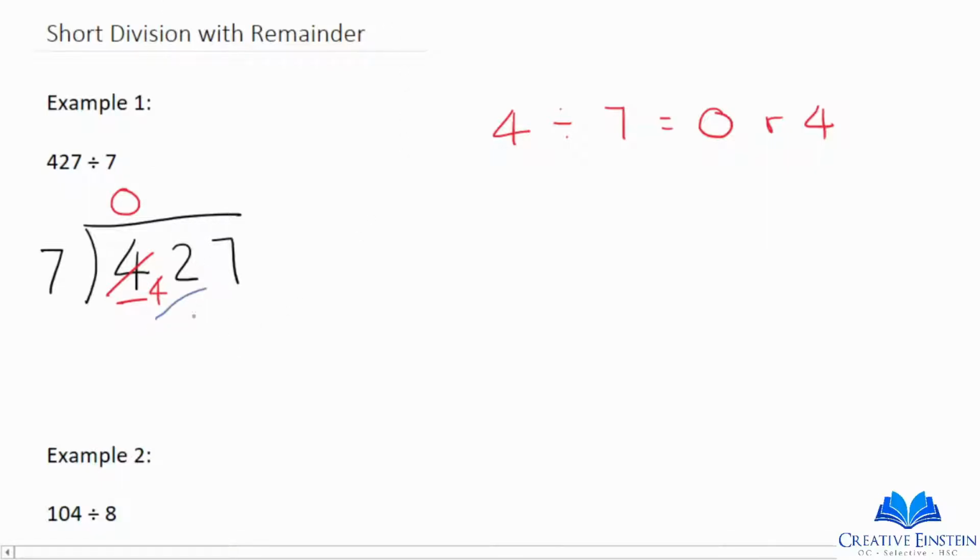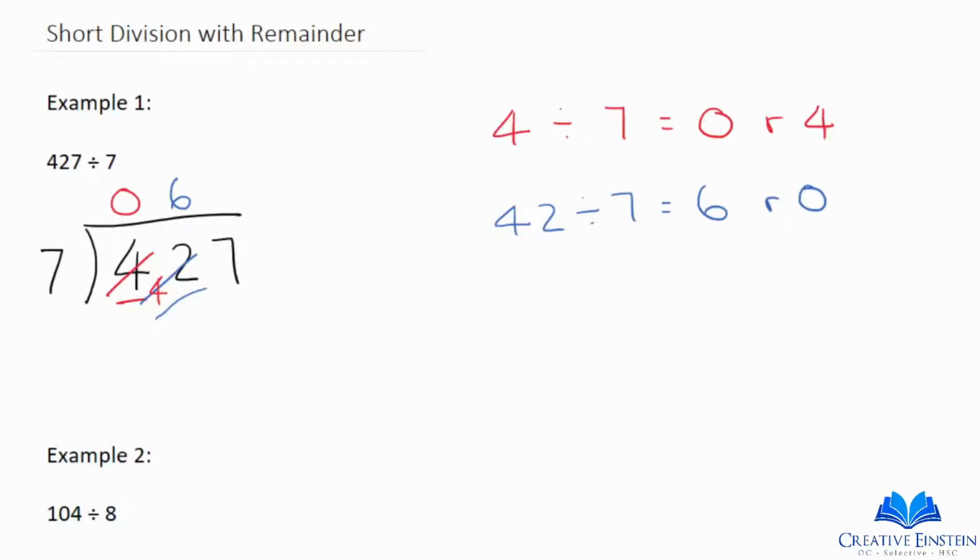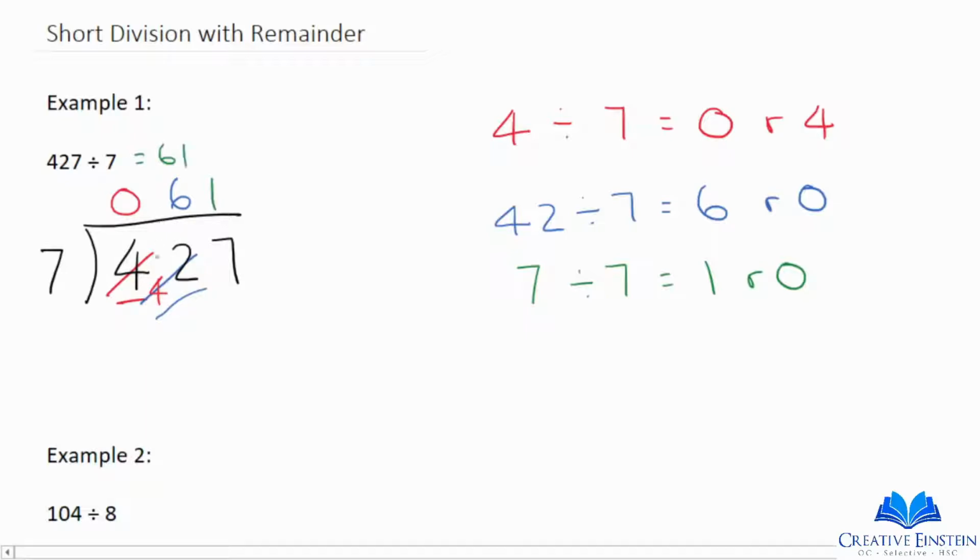So, like I said, the next number we're working on is 42. So 42 divided by 7 equals 6, remainder 0. So I write 6 on top of the 2, and now that I've used the 4 and the 2, I'm going to cross it off, just to remind myself not to use it again. There is no remainder, so I don't need to write anything in front of the 7. The last number I'm working on is 7, so 7 divided by 7 equals 1, remainder 0. 1. So my answer is 61.